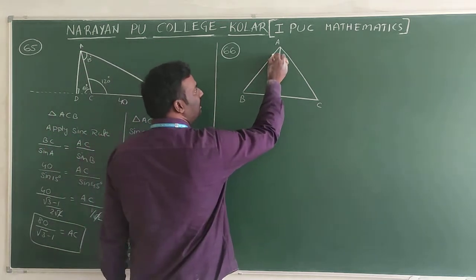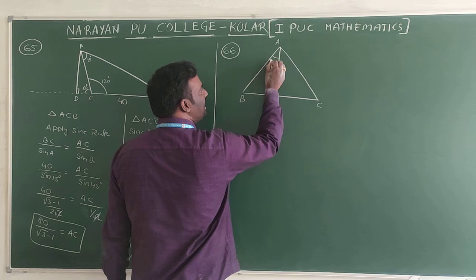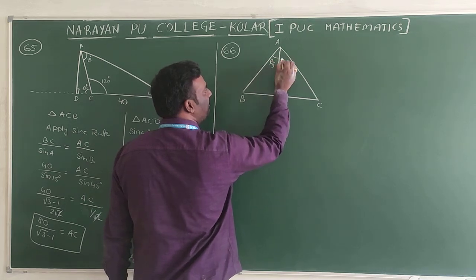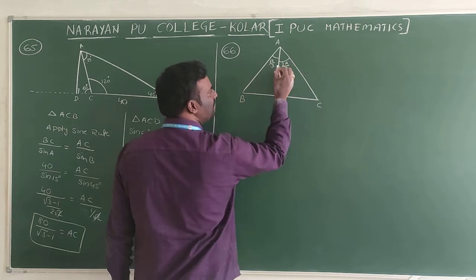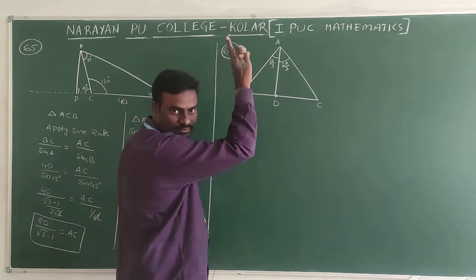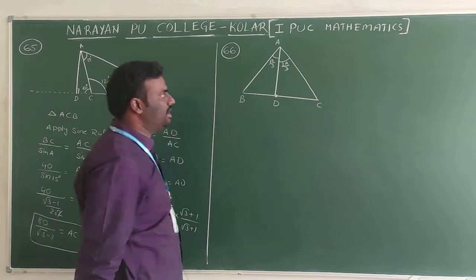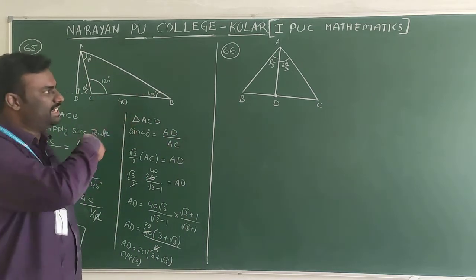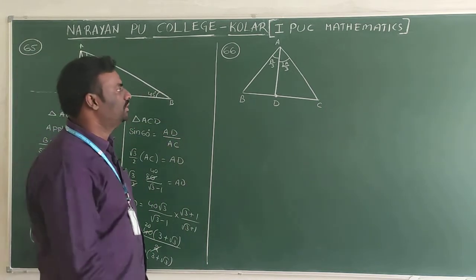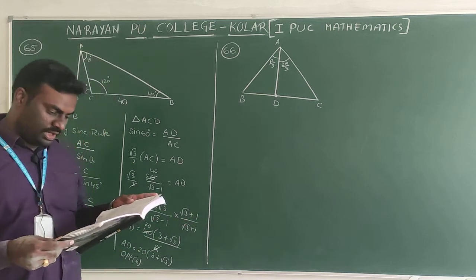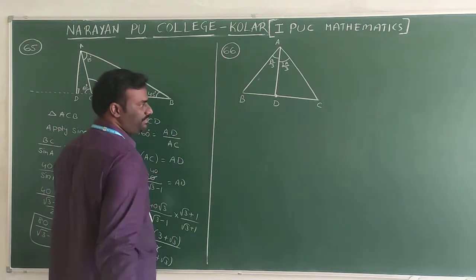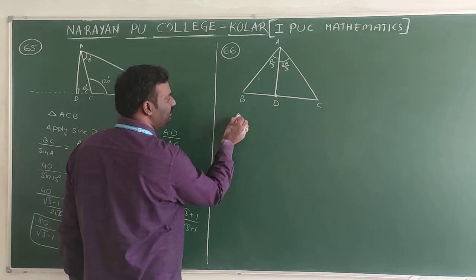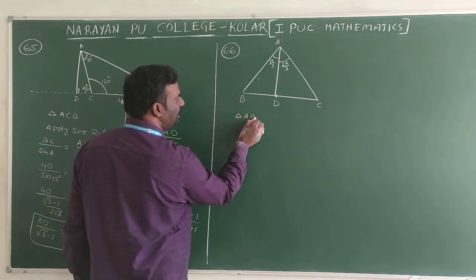1:2 means I am taking this angle as A by 3. This angle is 2A by 3. If you add these two, you will get A. And these two angles are in the ratio 1:2 because A cancels, 3 cancels, 1:2. Okay. Now here we need to find sin B by sin C. Now I am taking this triangle first, triangle ABD.